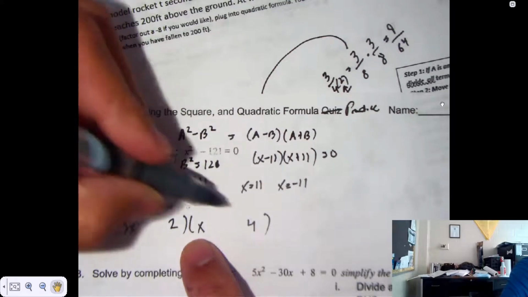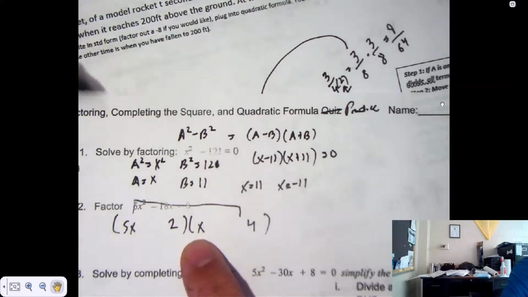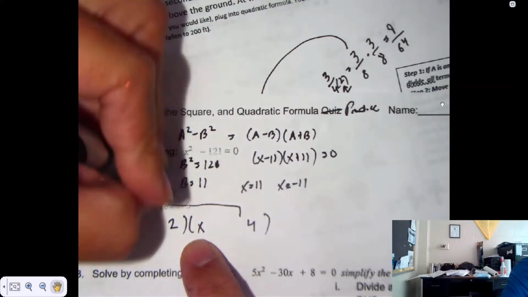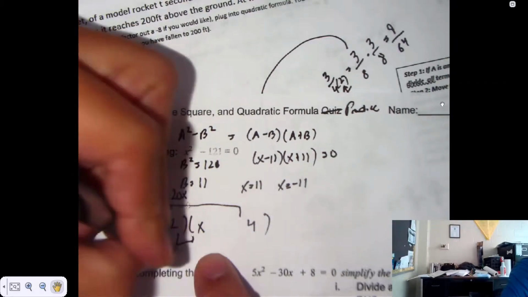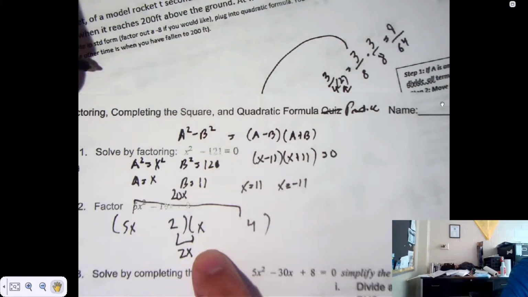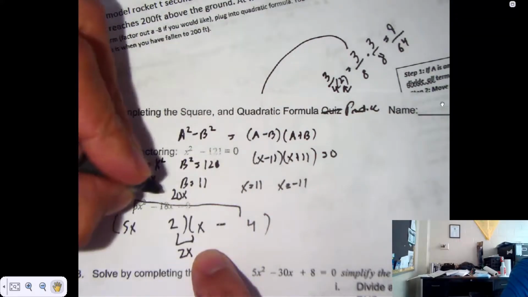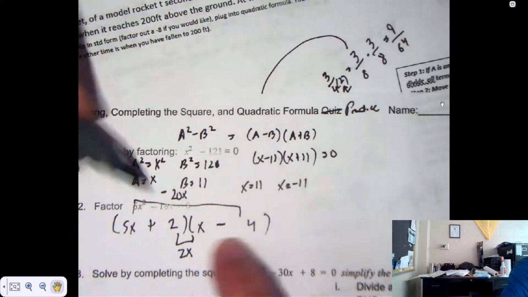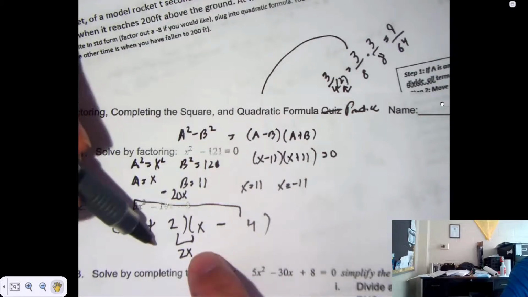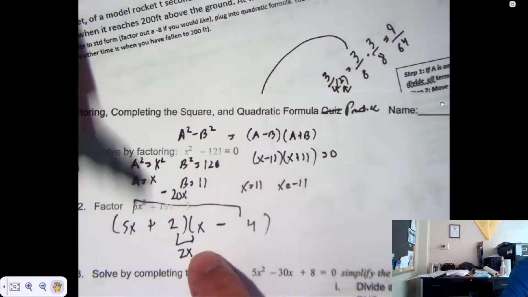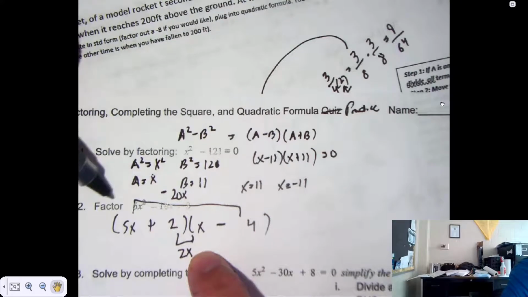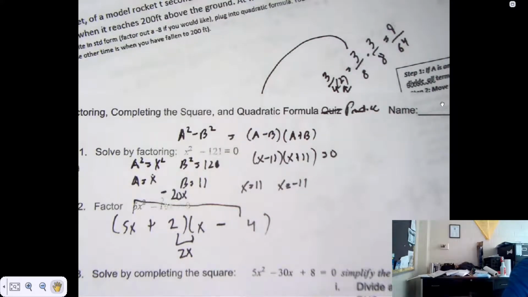She's actually halfway decent at this because that's the correct order. Because the outside creates 20 of them, the inside creates 2 of them. You would have to make it x minus 4 and 5x plus 2. Yeah, because that creates a negative 20x on the outside and positive 2x on the inside. And what is 2x minus 20? Negative 18. That's it. I don't want to solve. You're done. Plain and simple.